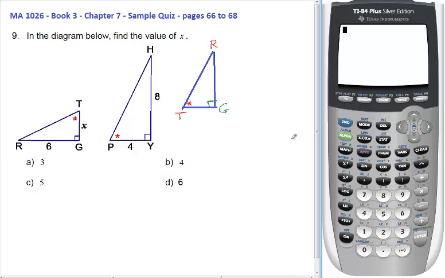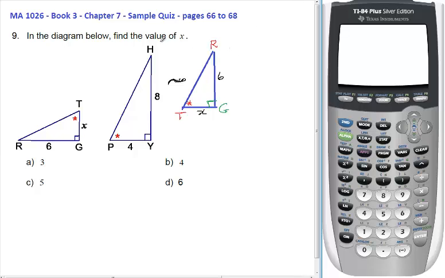Okay, now let's put in our lengths. What are our lengths here? So we know RG is how much? RG is 6 right here. See it? RG is 6, so I write RG here. And TG is the other one, that's x, so I write TG where TG is x. Now these triangles are similar by angle-angle similarity. Therefore, we write corresponding side over corresponding side.